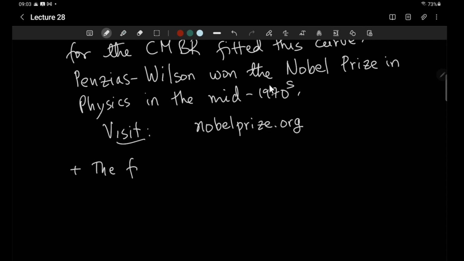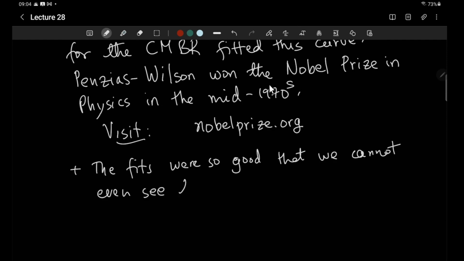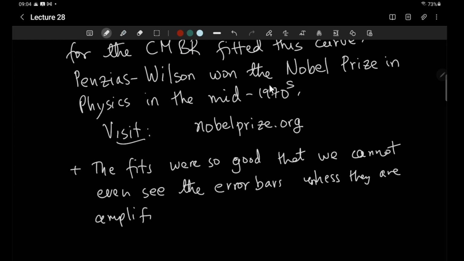The fits were so good that we cannot even see the error bars, unless of course they are amplified. In the graph yesterday we saw it was amplified 400 times or something like that.